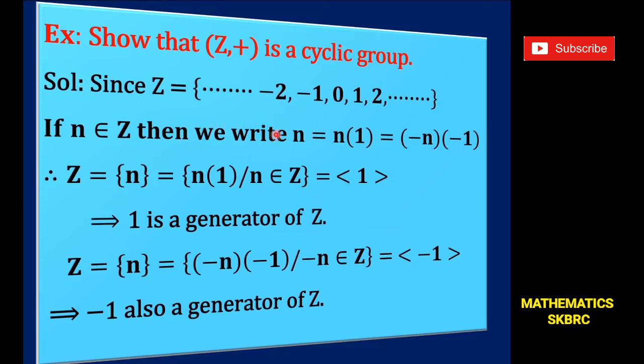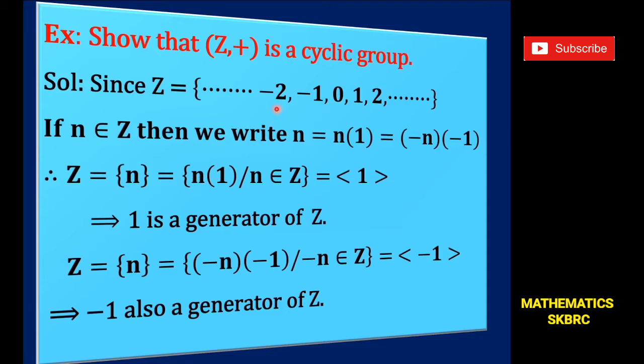Then we write n is equal to n into 1, that is equal to minus n into minus 1. Since n belongs to Z, n is equal to n into 1 such that n belongs to Z. n belongs to Z means n is equal to 0, plus or minus 1, plus or minus 2, and so on. Put n is equal to 0, we get 0 into 1 is 0. This 0 is an element in Z. Put n is equal to 1, 1 into 1 is 1, 1 is also an element of Z. Put n is equal to minus 2, minus 2 into 1 is minus 2, this is also an element of Z.